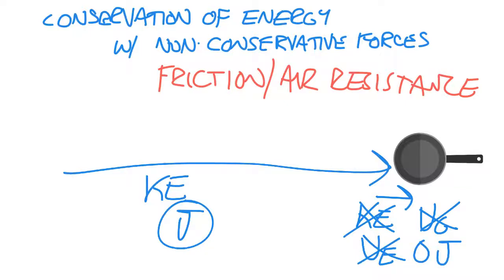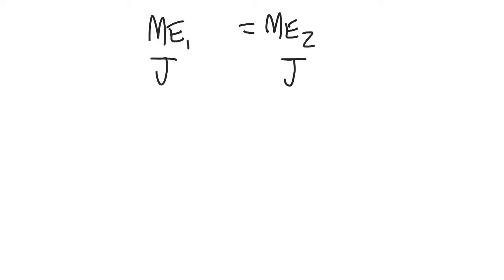That kind of goes against the conservation of energy, because if you have joules, it's supposed to be the same later on. But here we can clearly see that we have a different value. So how do we approach solving these problems? Well, we know that we have ME1 equals ME2. The joules of ME1 are equal to the joules that we have at some point later.